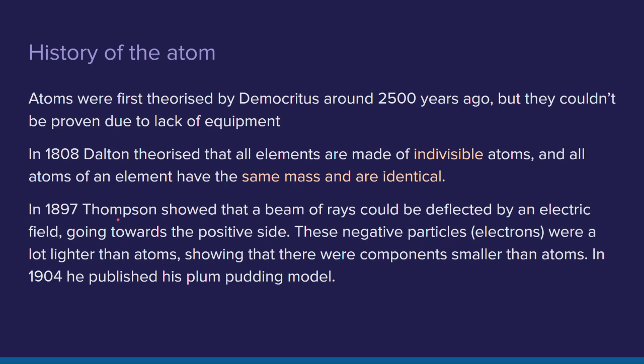And in 1897, Thomson showed that a beam of rays could be deflected by an electric field going towards the positive side. So that proved the existence of electrons, because those are the negative particles. And it also showed that they're a lot lighter than atoms, so there are components smaller than atoms, proving Dalton wrong. And then in 1904, he published his plum pudding model.